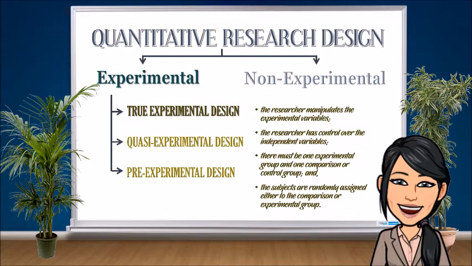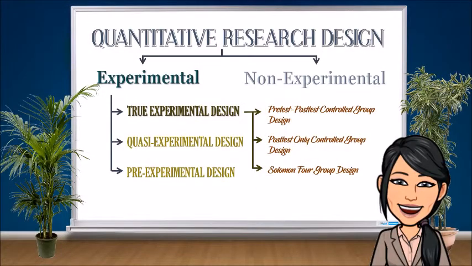A design is considered a true experiment when the following characteristics are present. The researcher manipulates the experimental variables. The researcher has control over the independent variables. There must be one experimental group and one comparison or control group, and the subjects are randomly assigned either to the comparison or experimental group. The true experimental research design has three subtypes: pre-test post-test controlled group design, post-test only controlled group design, and Solomon four-group design.